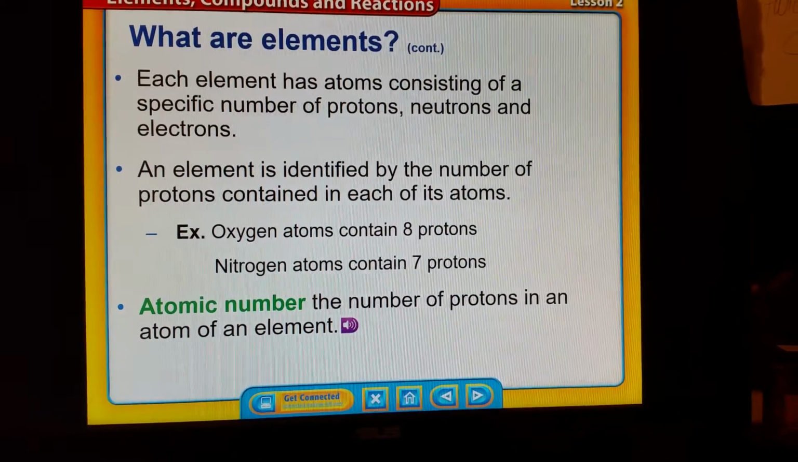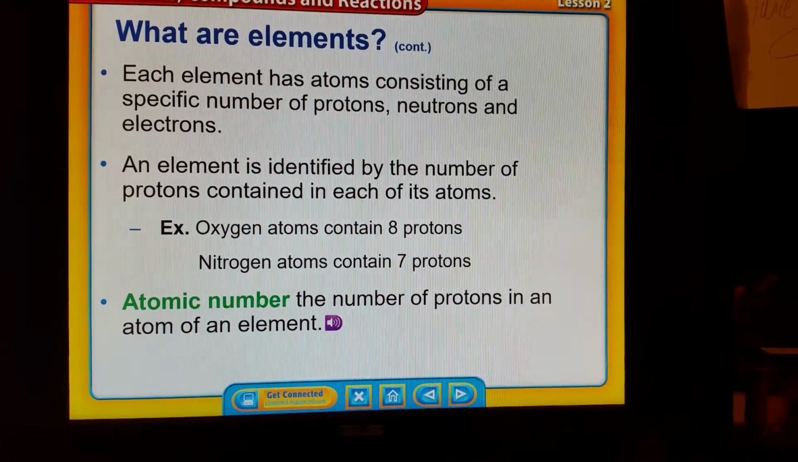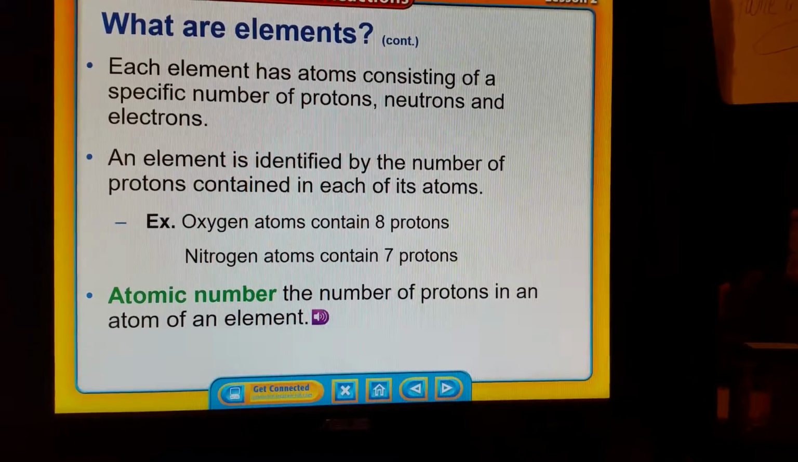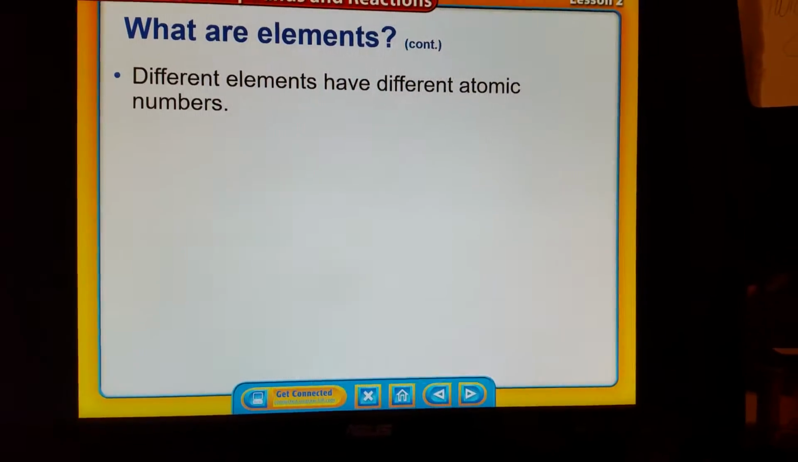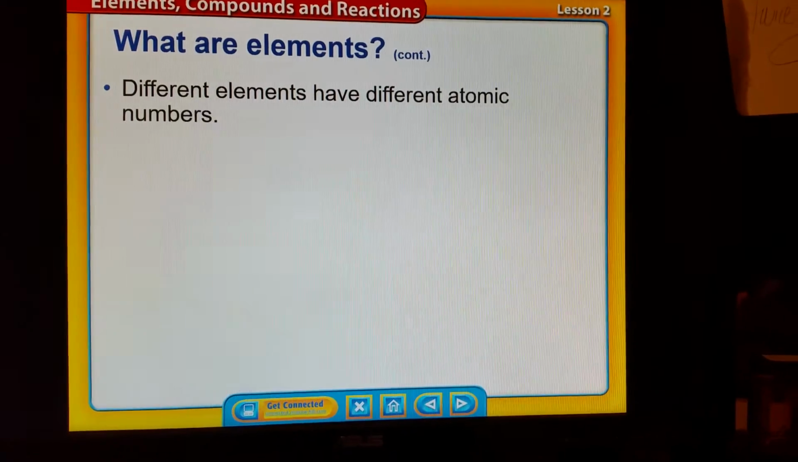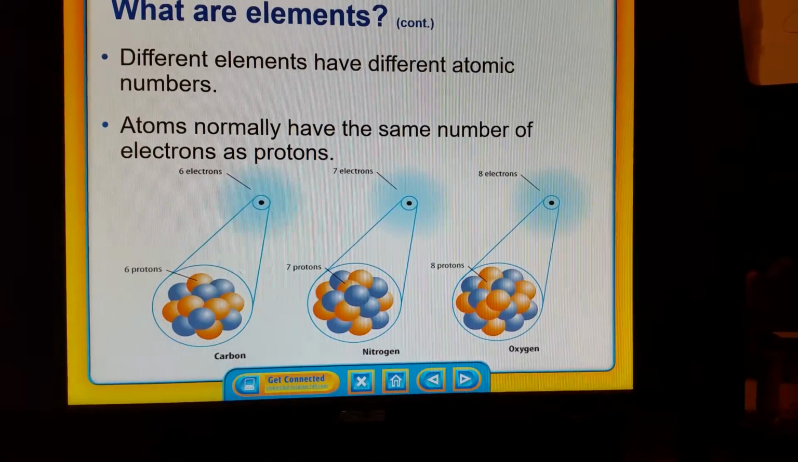We were talking about elements, and so tonight we'll start with atomic number. Atomic number is the number of protons in an element. Different elements have different atomic numbers. Atoms normally have the same number of electrons as they do protons.